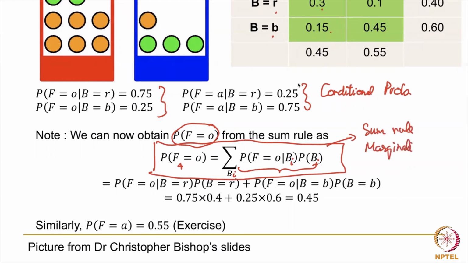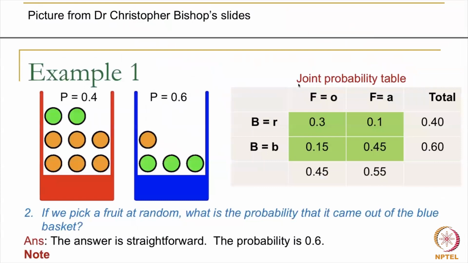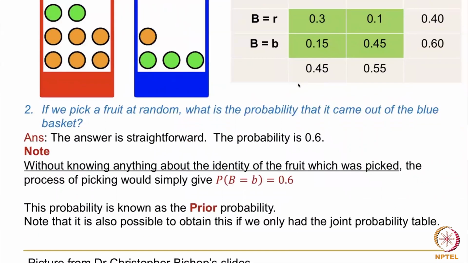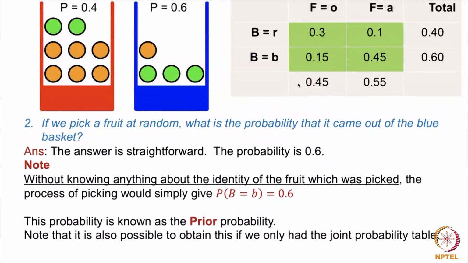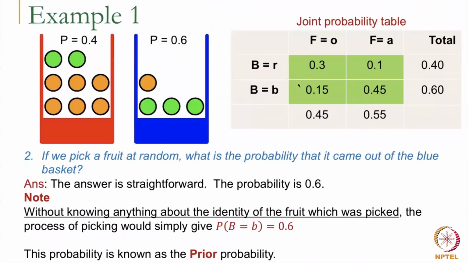Again, all these are fancy terms. Most of you would have done this intuitively, but these fancy terms become useful when we come to the continuous case, and it's kind of not obvious how to do these integrals, etc. So which is why we are doing it in detail, even though you know this in the simple discrete case. Okay. So the second question was, if we pick a fruit at random, what is the probability that it came out of a blue basket? This answer is, of course, straightforward. Okay, so you automatically know it's 0.6 because that was given to us.